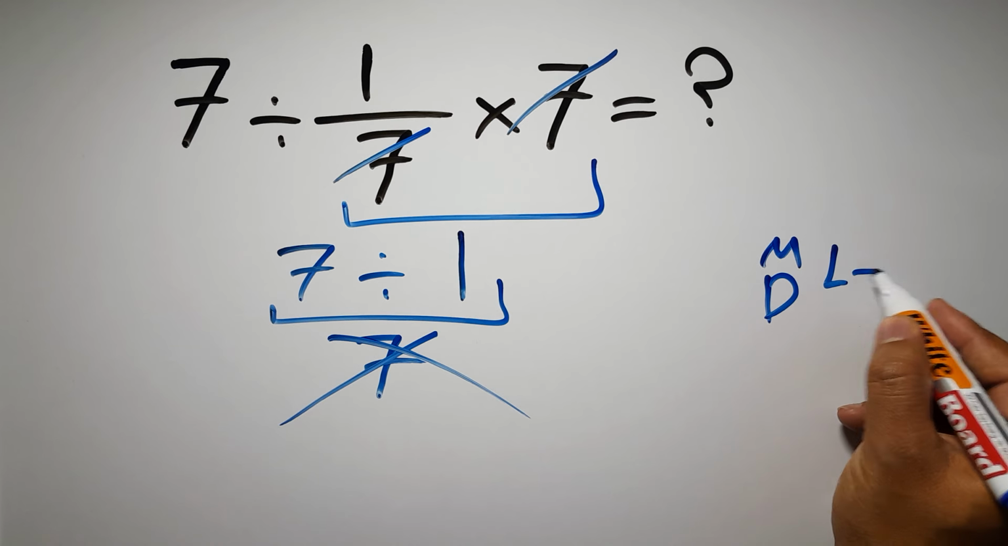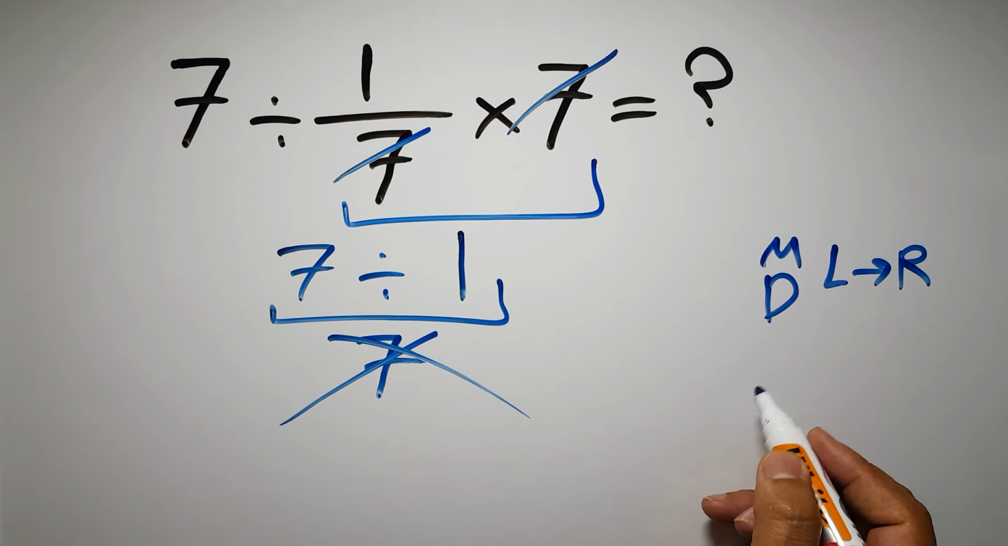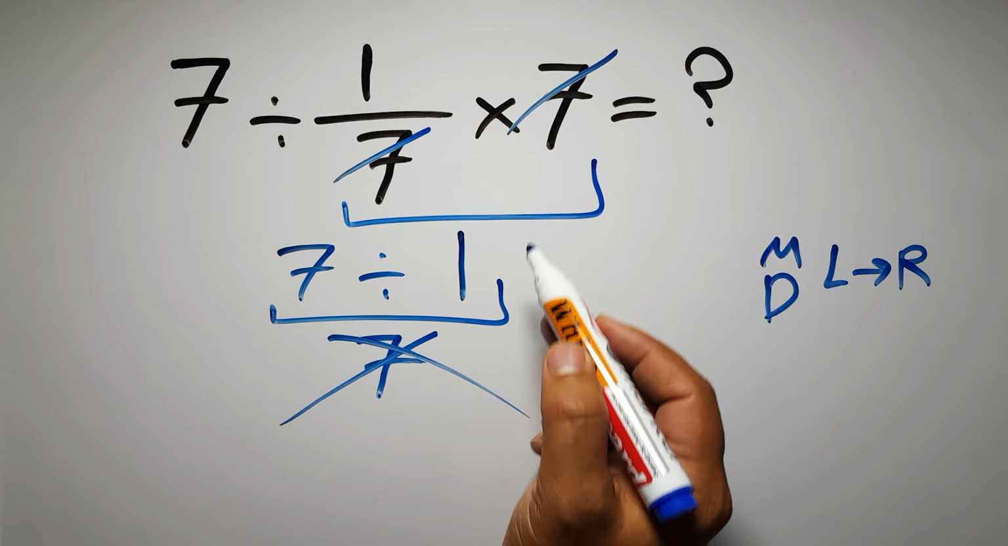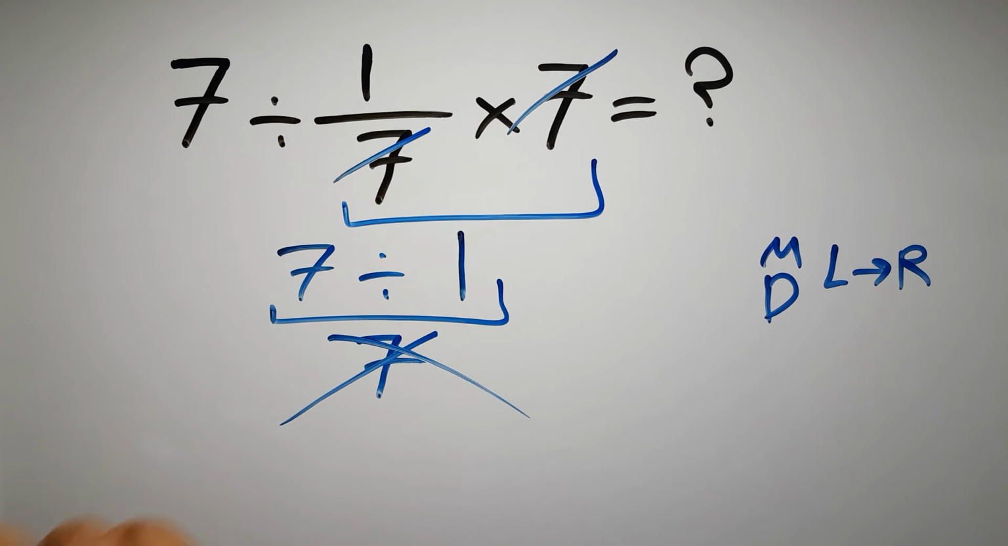we have to work from left to right. So here, first we have to do this division, then this multiplication. If we do this multiplication before this division, it is wrong.